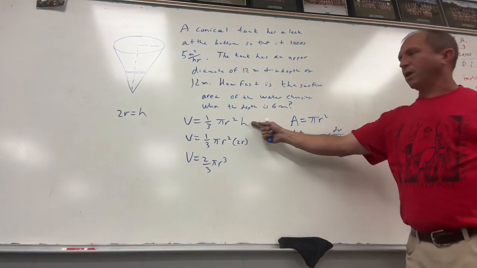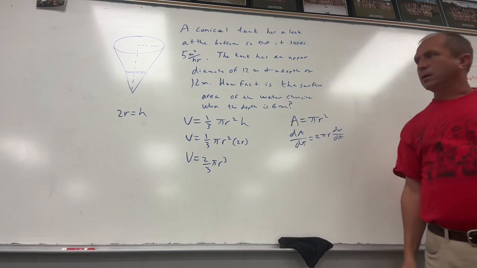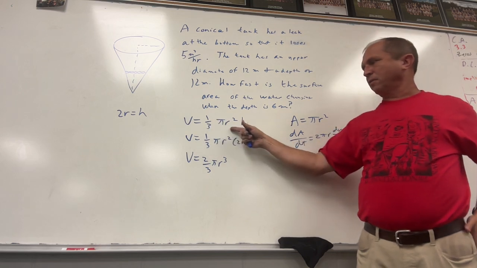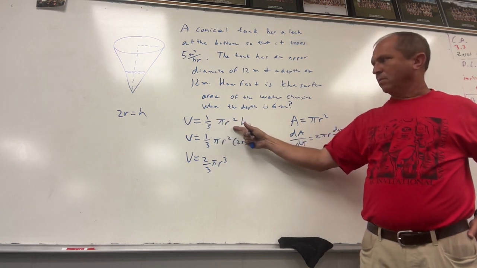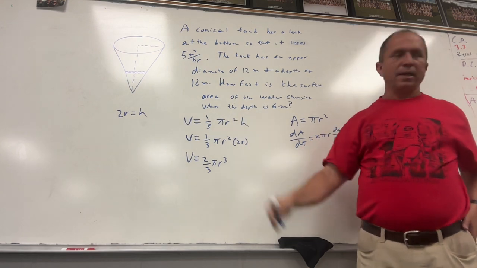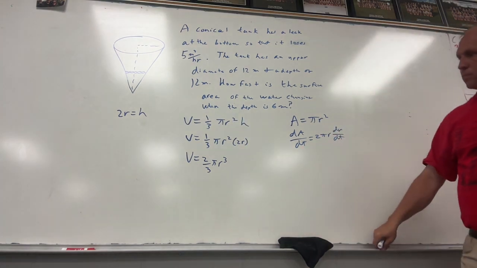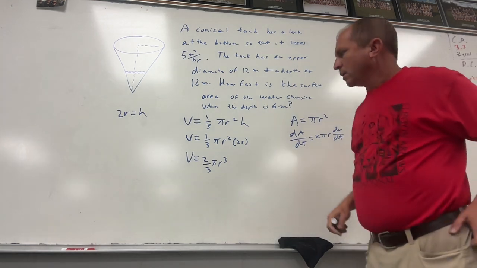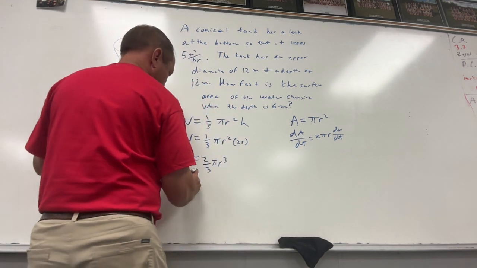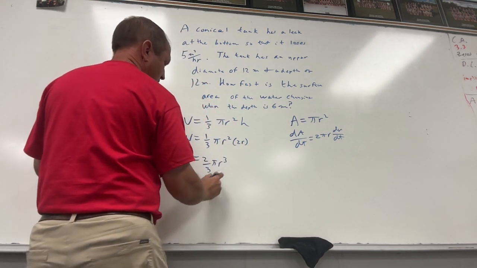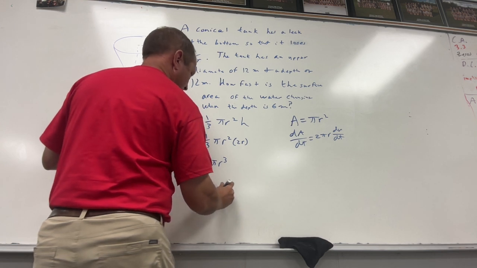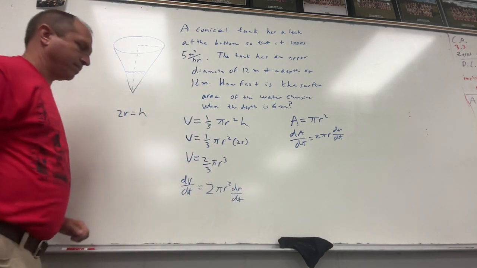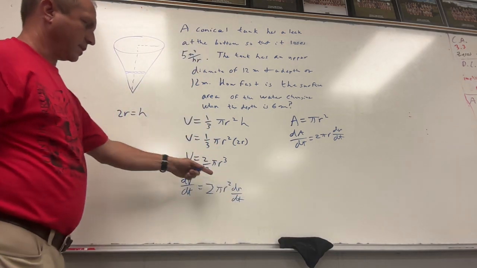If I had taken the derivative straight from this original problem, I would have needed to use the product rule, and I would have had a very interesting first term. 1/3 pi r squared would have been my first term, and h would have been my second term. So taking that derivative would have been a little bit more involved. But now we're ready to take the derivative here. So my dV dt, the rate of change of my volume, is equal to 2 pi r squared dr dt, because the 3's cancel out, right?